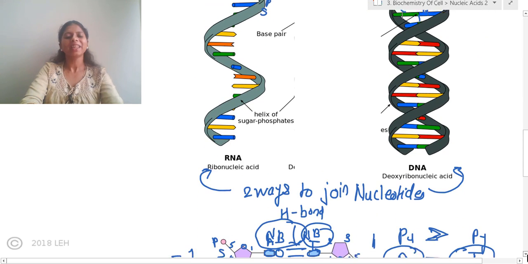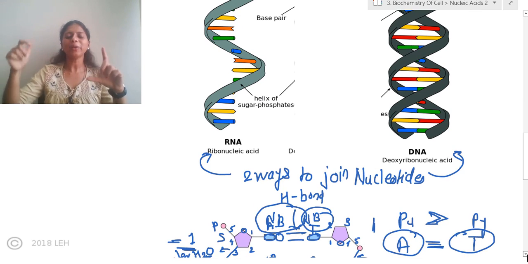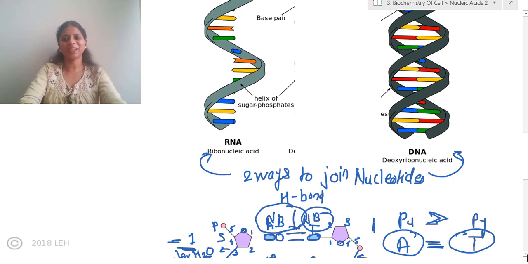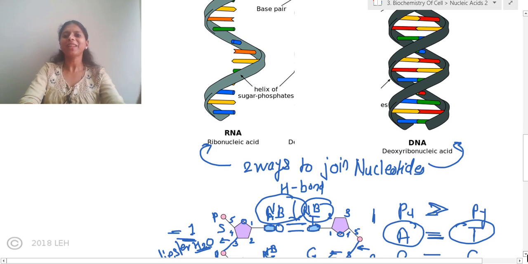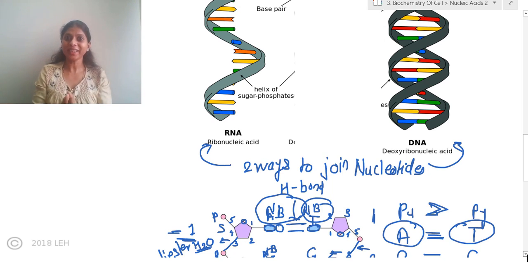Any more confusion? If you are having any confusion, draw it by yourself. You will clearly and quickly understand it. Draw a nucleotide and try to join it to another nucleotide. And specifically give numbers to the carbons, so it will be very clear to you. So pause the video over here and then draw the joinings, draw the nucleotides and try to join them together.